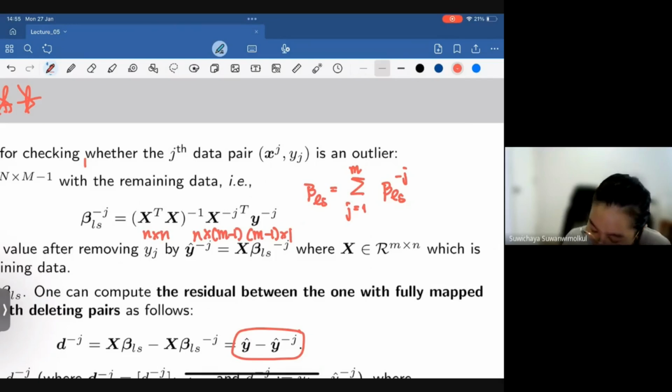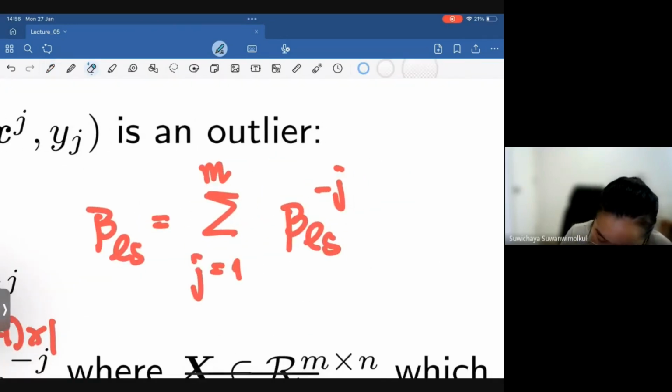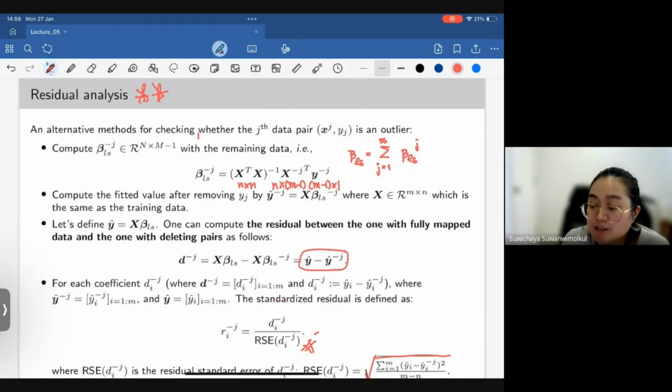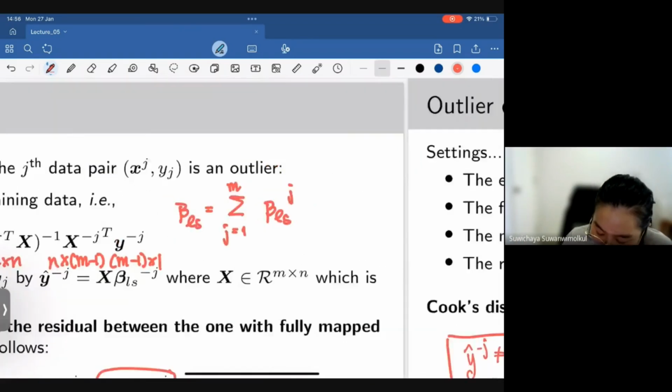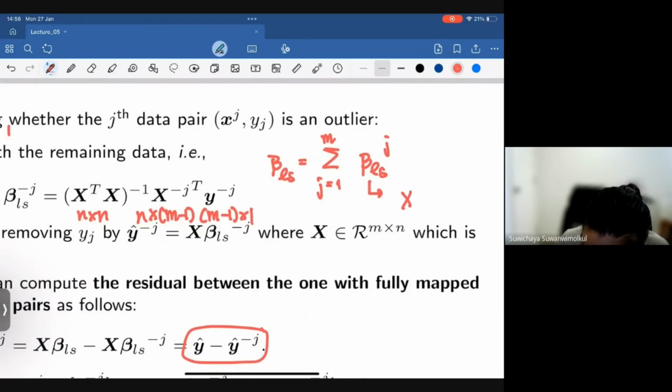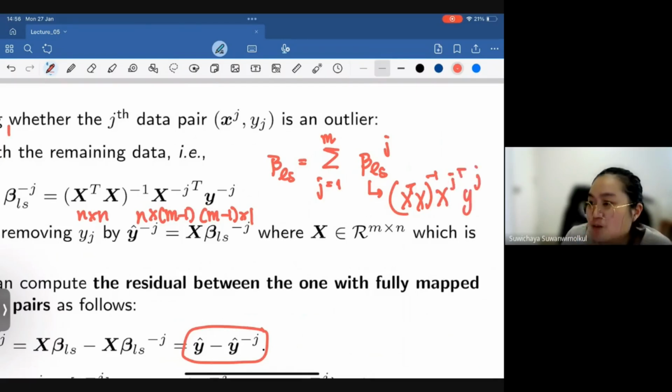I think I kind of did it in an incorrect way. It should be beta j, just beta j, not minus j. What I mean is that this beta j will be x transpose x inverse x, and when we select only the j's row and yj, this could be the case.